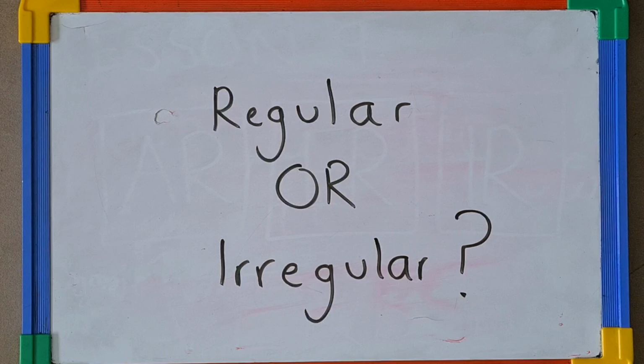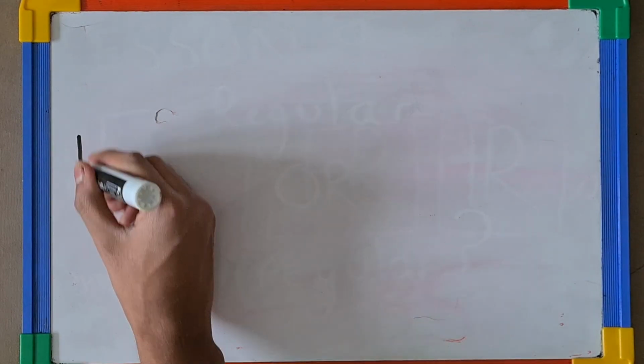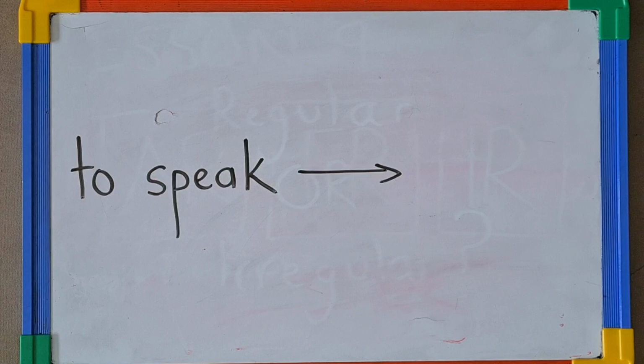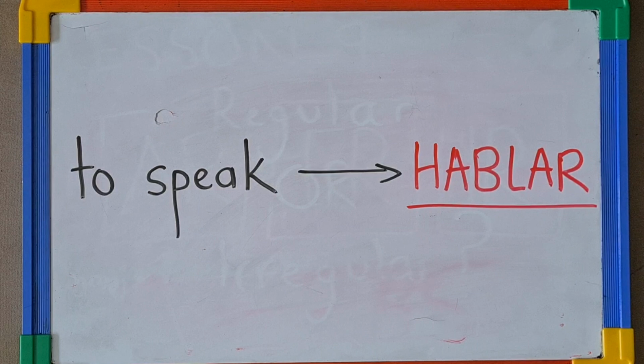Let's look at some regular infinitive verbs in Spanish now. To speak in Spanish is a regular haya verb. Hablar. One more time. To speak is hablar.